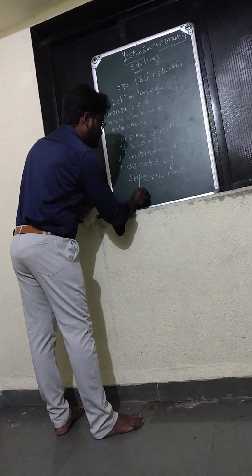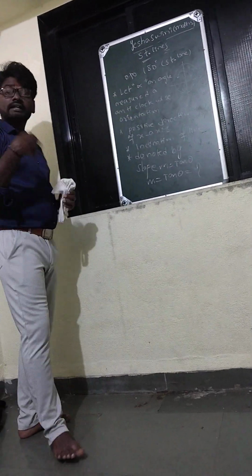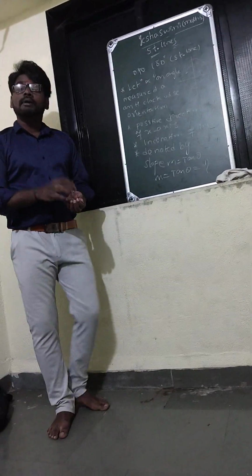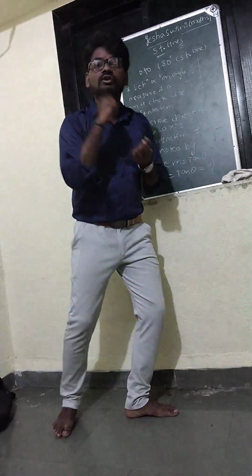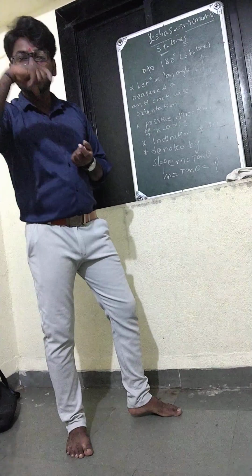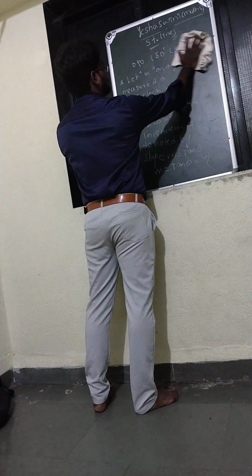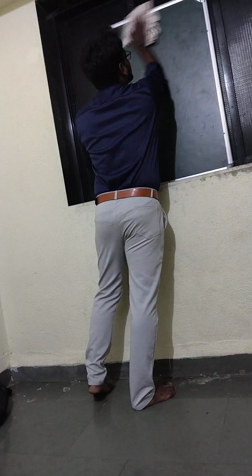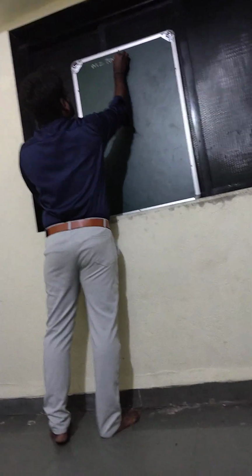Why are you taking m equals tan theta? In trigonometric ratios, sin theta, cos theta, secant theta, cosecant theta, cot theta and tan theta are there, but you are taking only tan theta. What is the reason? And this is the proof. Here m equals tan theta. Why?